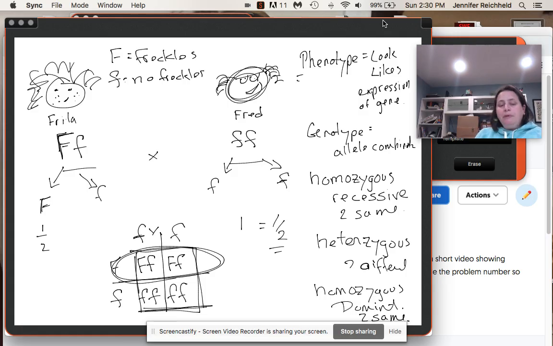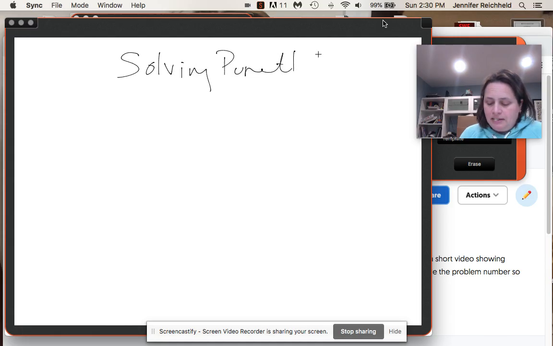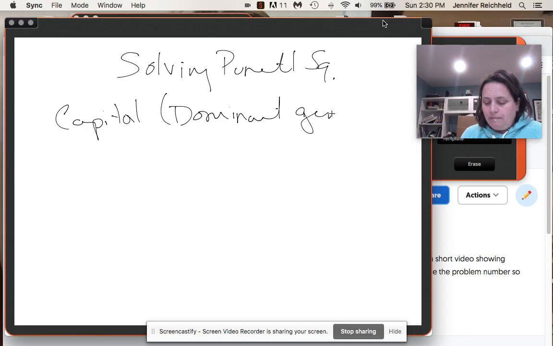So a couple things when it comes to Punnett squares. So that's the basics of solving them, but a couple things to think about when you're solving Punnett squares. And that is that the capital or dominant genes come first. And we often use the capital letter to represent a dominant gene because it's bigger. And then the recessive gene comes second. Choose your letters wisely.